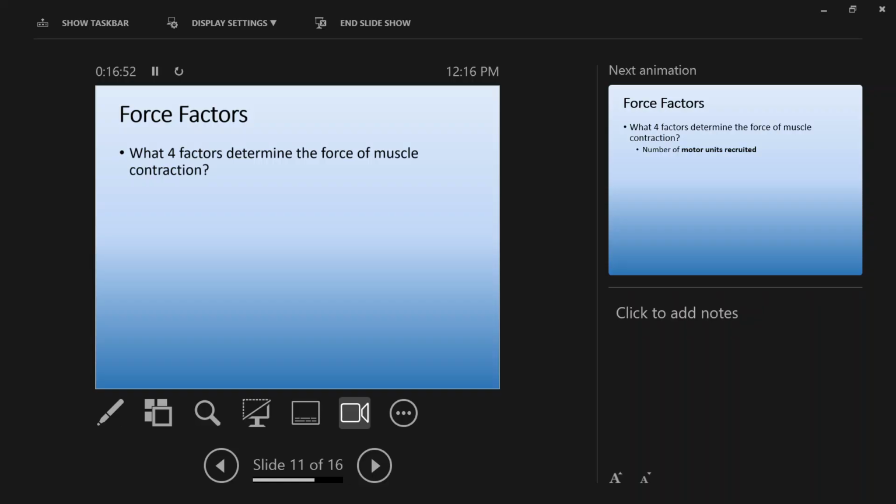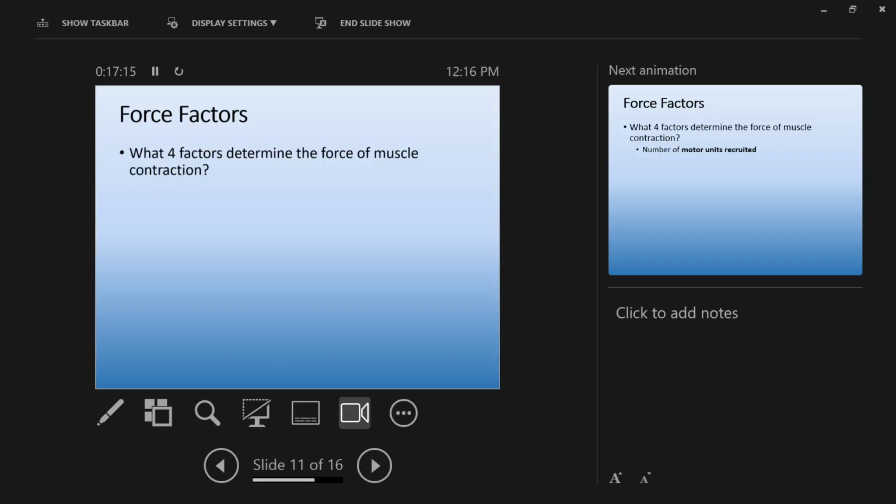All right, so can anyone give me something that we can do to increase the force of a muscle contraction? Number of motor units recruited. Yep, how many motor units am I going to recruit? What is the definition of a motor unit? So you have a group that the neuron is signaling.